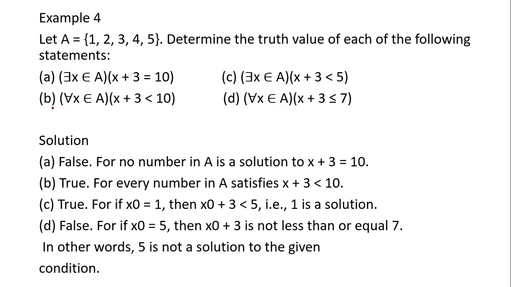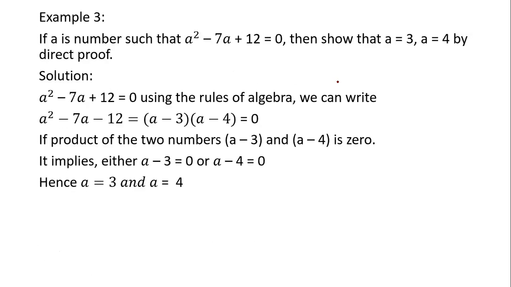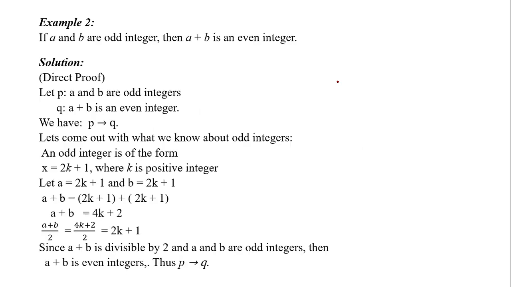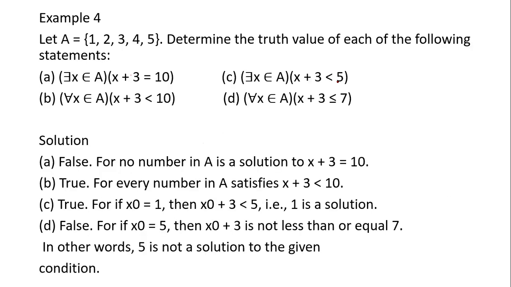C. There exists x belongs to A, x plus 3 is less than 5. So let's check if it is true. Now when x is 1, we get 4, which is less than 5. So since we have gotten even 1 element from A that satisfies it, we need not go ahead. It means it is a true statement.